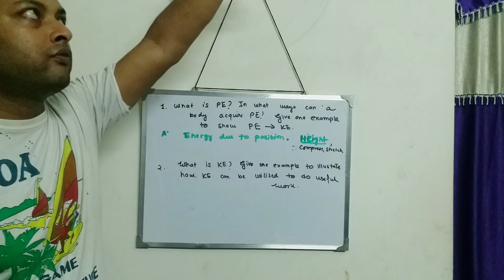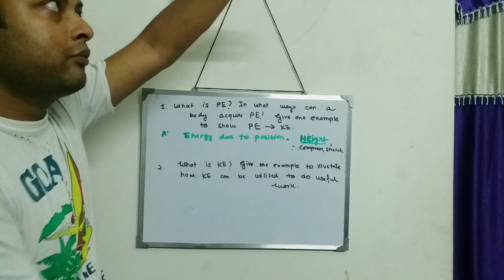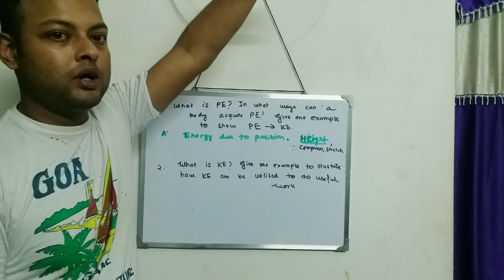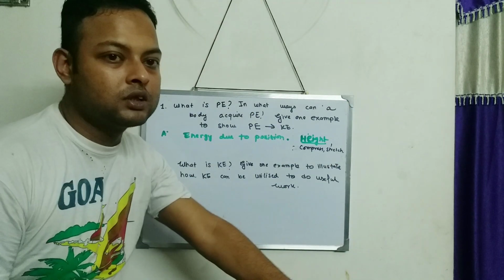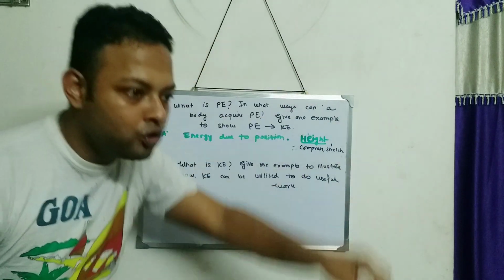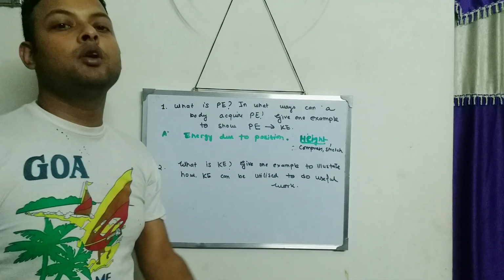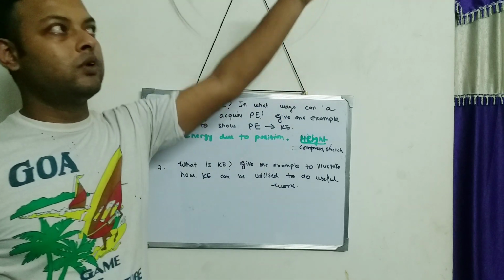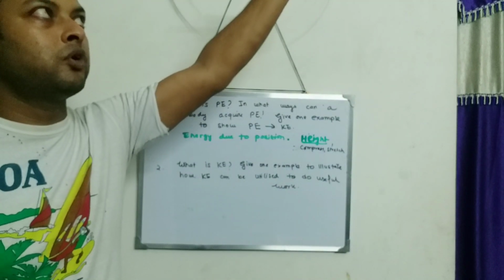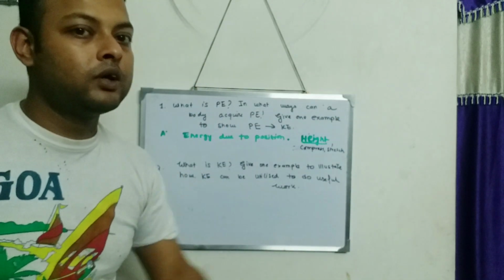If a body falls, now over here the body has what? Potential energy. As it falls, the body has what? When it's falling, the body is in motion. When it is in motion, the body will have kinetic energy. So over here potential energy, as it falls, kinetic energy. So all the potential energy of the body gets converted into kinetic energy.